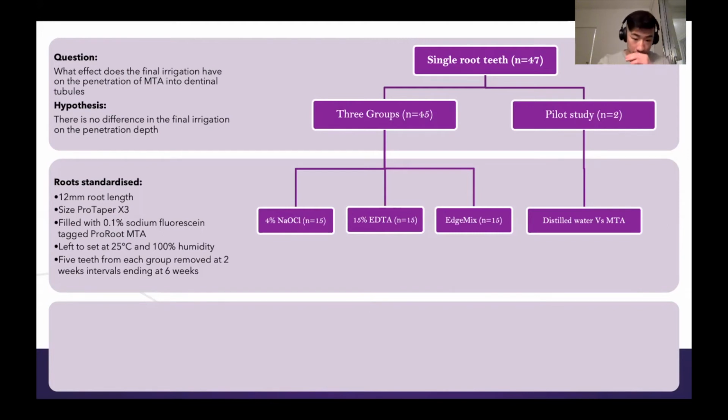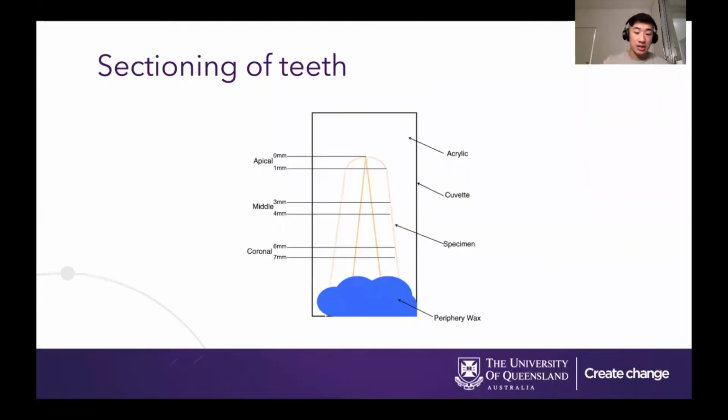sodium fluorescein. When the teeth were taken out, we set them in acrylic and obtained three 1 mm sections using a precision diamond saw. So we got one from the apical, middle, and coronal thirds.